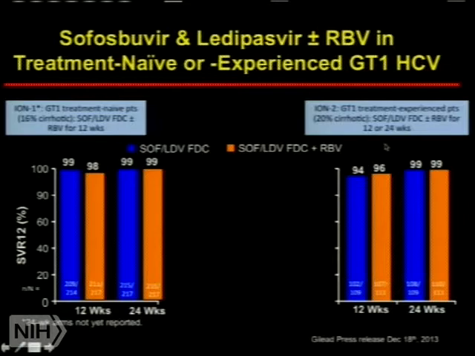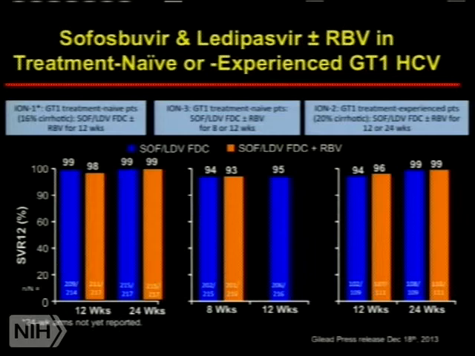94% with the fixed dose regimen for 12 weeks, 99% with the fixed dose regimen for 24 weeks. Again, no real advantage of adding ribavirin. There was a third study done comparing an 8-week regimen to a 12-week regimen. And you can see if you just focus on the 8-week regimen that just the two drugs administered once daily for 8 weeks had comparable efficacy to a regimen containing ribavirin and also comparable efficacy to a 12-week regimen. So for individuals who do not have cirrhosis and have never been treated, with an 8-week regimen you can cure over 90% of individuals.